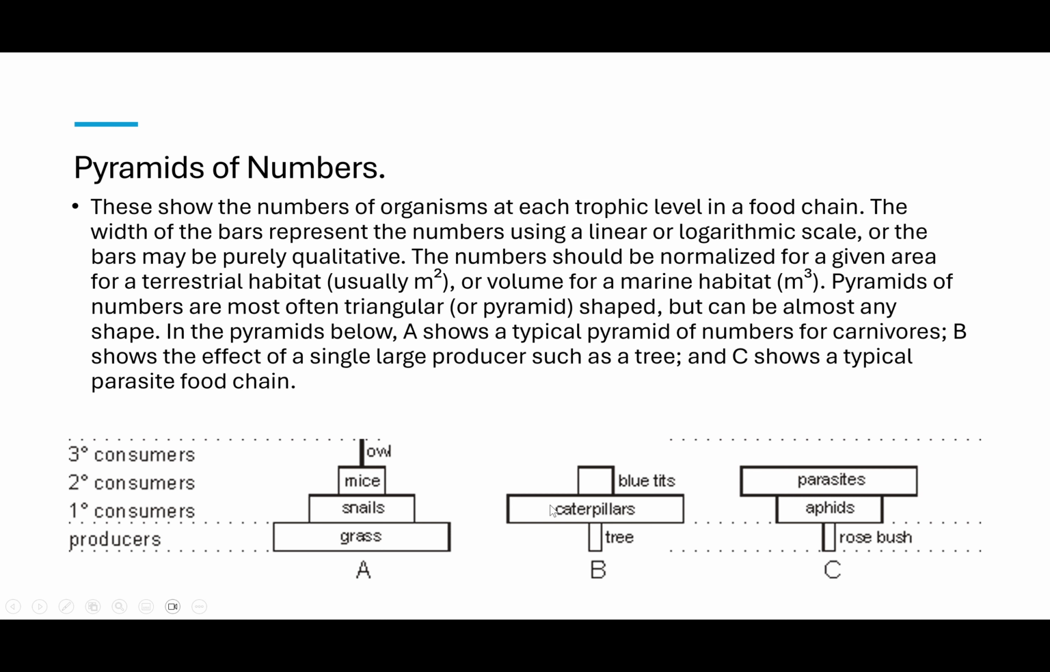Everything should be fine here. No questions? All right. It seems to me that there are no issues here with pyramids of number. We're just talking about how much of what is in the ecosystem, and then we draw the pyramid depending on the trophic levels.